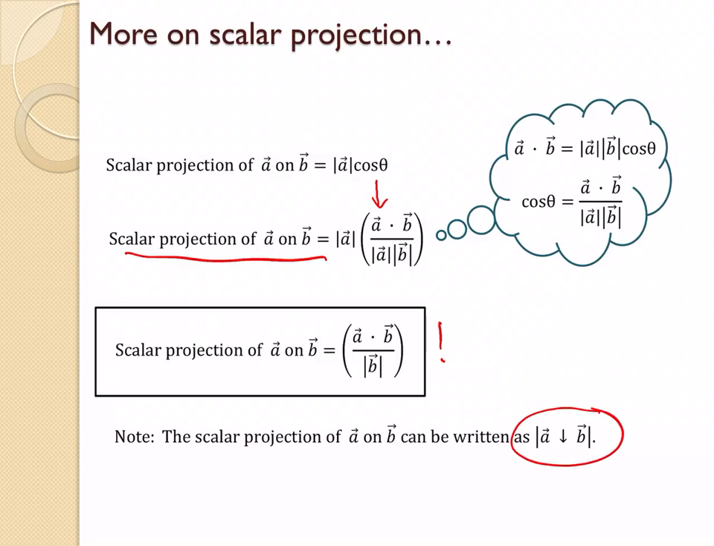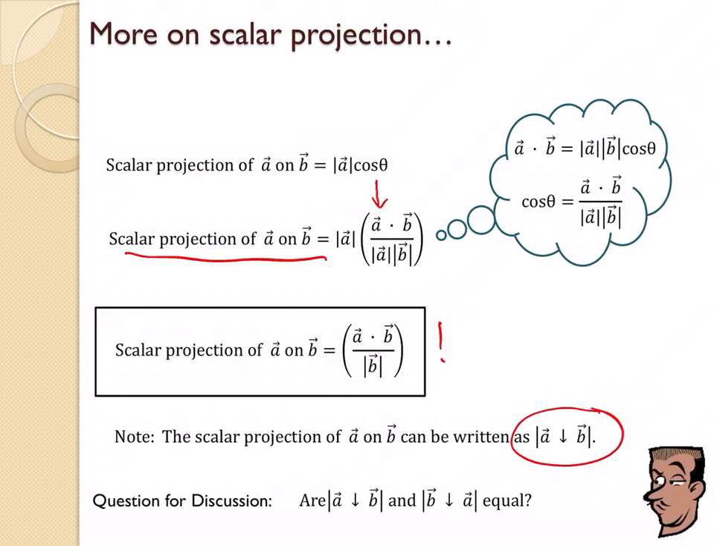One way to write scalar projection, all the way along we've been saying scalar projection of a on b, but you can use this symbol here, and it's kind of handy to write scalar projection. And it sort of reminds you what's going on here. You want to find out how much of the vector a is on vector b.